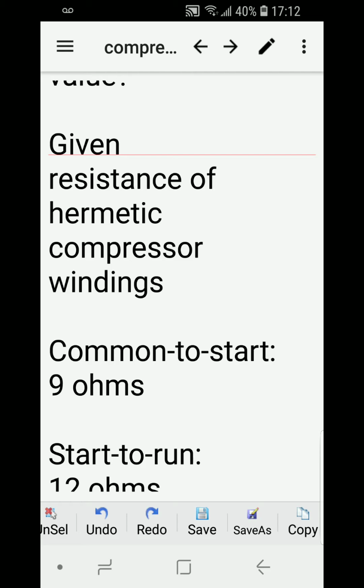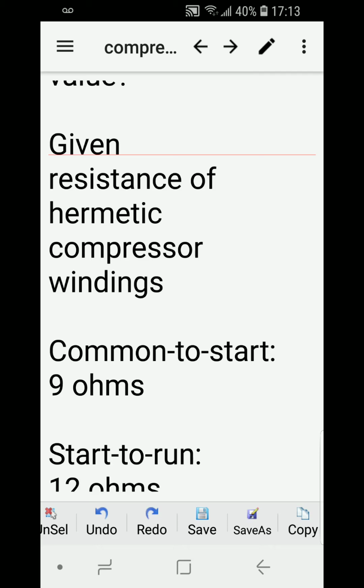So the way we measure these resistances is through an ohm meter or a multimeter. So we've got three prongs on the terminals of compressor windings. And we just use our multi-tester or ohm meter to read the values. So we already are given the values of the common to start. So there's three prongs there.